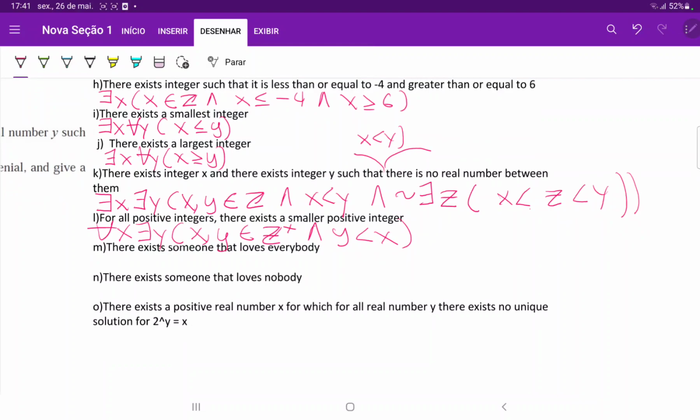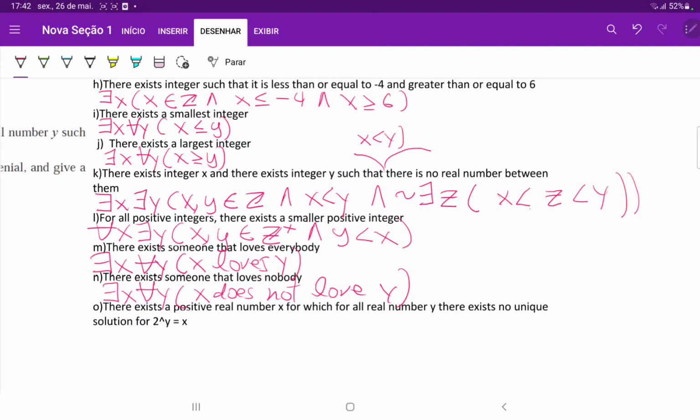M, there exists someone that loves everybody. So there exists an x such that for all y, we're going to say that x loves y, right? So there exists an x that loves everybody. And here we're saying there exists an x such that for all y, someone that loves nobody, right? So x does not love y.